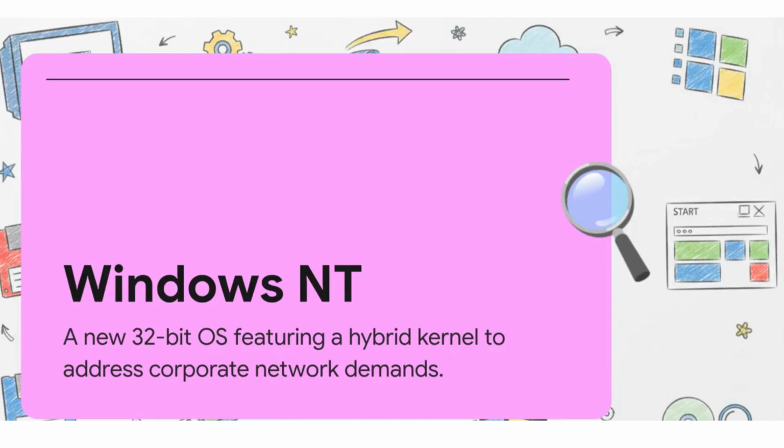Let's see how this builds, because while everyday consumers were dealing with the crash-prone 9X series, Microsoft had a parallel team, led by Dave Cutler, building Windows NT, which stood for New Technology. And this was engineered completely from the ground up as a pure 32-bit operating system. It was designed specifically to handle the heavy, critical security and scalability demands of corporate networks and enterprise workstations. Seriously, it was a totally different beast under the hood.